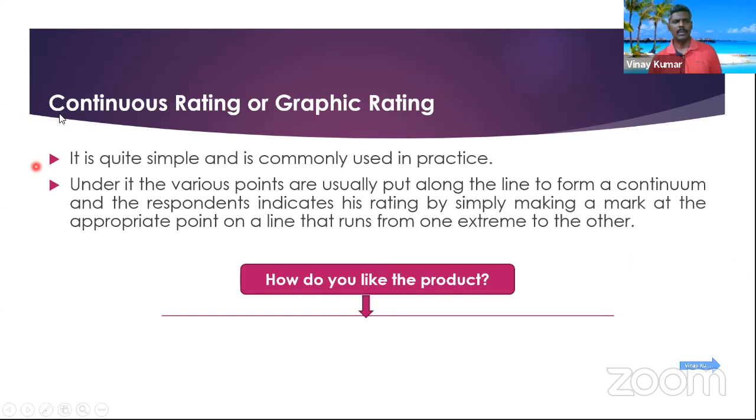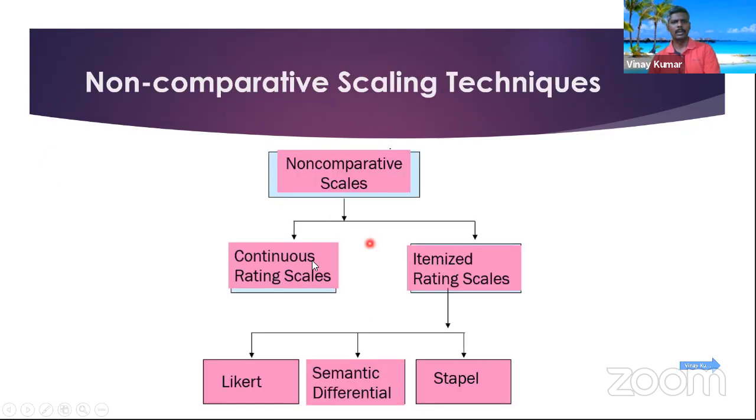The non-comparative has two: one is the continuous rating scale, and the other is the itemized rating scale. So now we are looking at the non-comparative scales. Till now we had seen comparative. Now we are looking into the non-comparative scales, where we can use continuous rating scales and we can use itemized rating scales also. So what is this continuous rating scale?